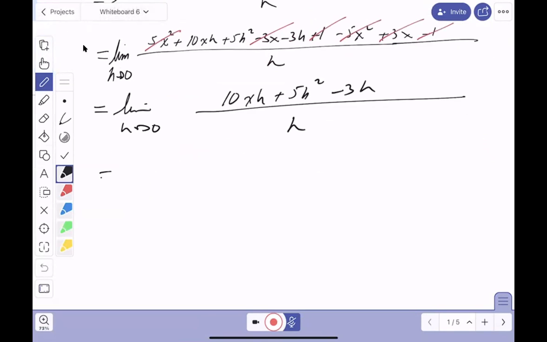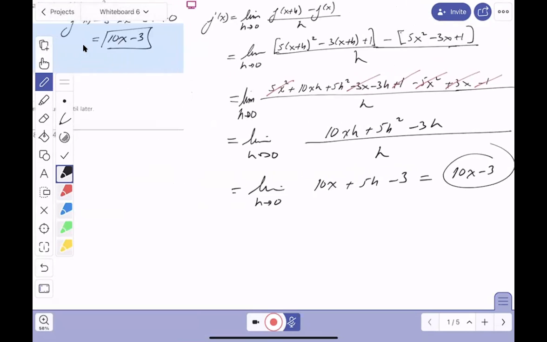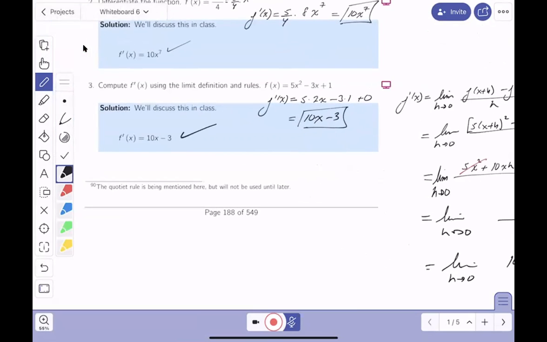All right, let's put this down. Limit, h goes to 0. h is not 0. Whoops, sorry about that. So what do I get? I get 10x, h cancels, plus 5h minus 3. Can I do that limit? Yeah. What do I get? 10x minus 3. That was a lot of work. Do we get the same answer? Of course we do.